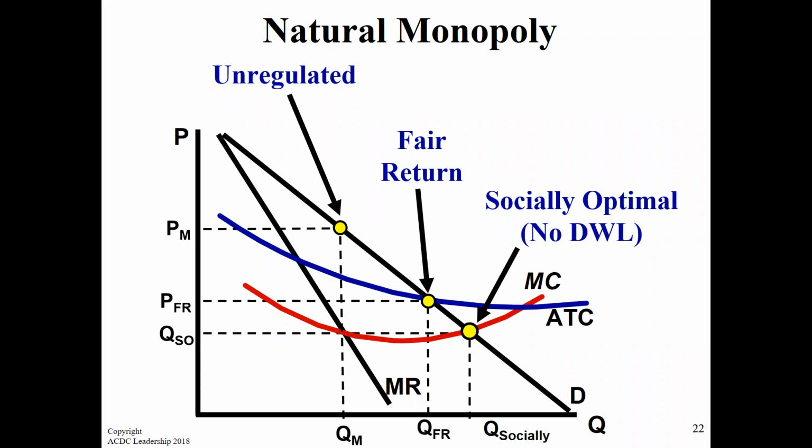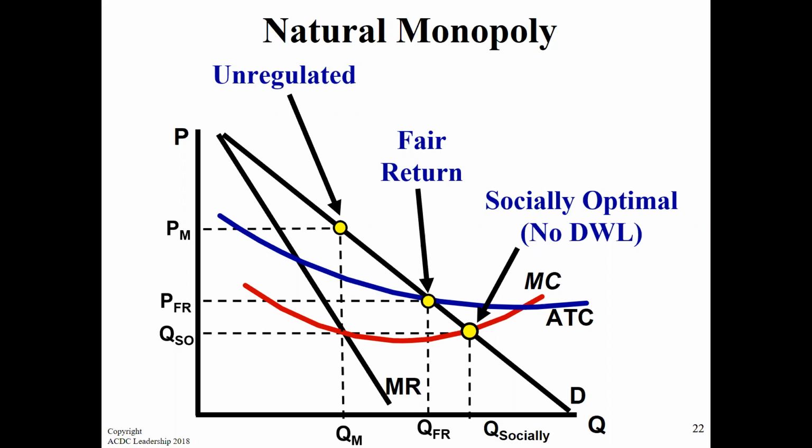Now, why is the MC not crossing ATC? Because this is like an exception on a natural monopoly, because it's downward sloping. So you could maybe argue this is the lowest point, where it starts going up.